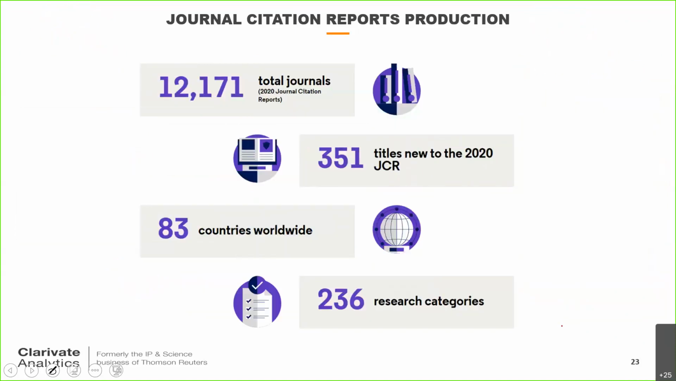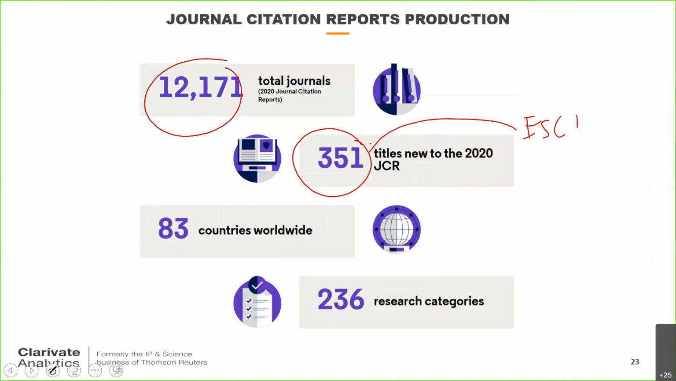So in total, 12,000 plus. Total journals. Last year, 351 journals made it to SCI from ESCI. These 351 from ESCI go into SCI. And it represents 83 countries and 236 research categories.